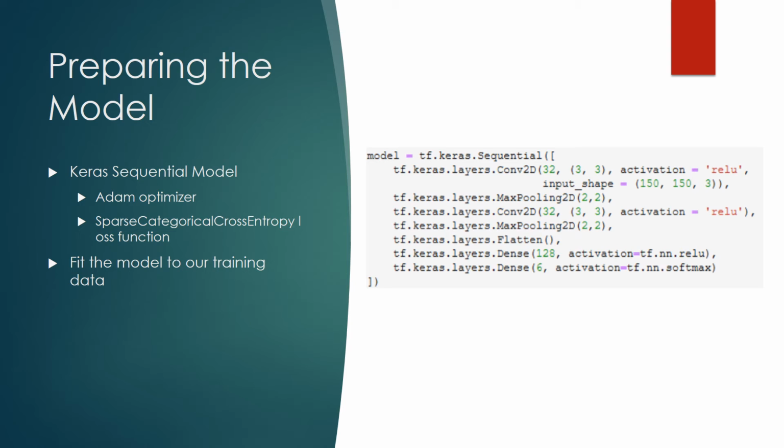The loss function we chose computes the cross-entropy loss between the labels and predictions. This cross-entropy loss function should be used when there are two or more labels provided as integers. Once again, this fits our problem perfectly.